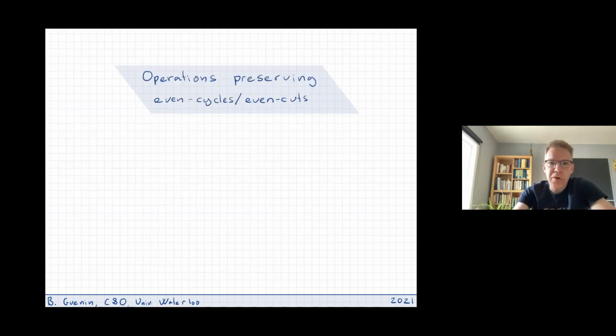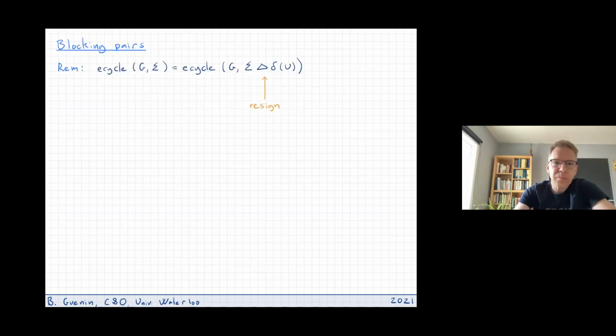So the next thing I'm going to do is tell you about very natural operations that preserve even cycles and preserve even cuts. All right, so I need to tell you about what resigning is. By resigning, I just mean that I start with a signature here, G sigma, and then I take the symmetric difference of that signature and the cut. And I get a new signature here, and this will preserve the set of even cycles.